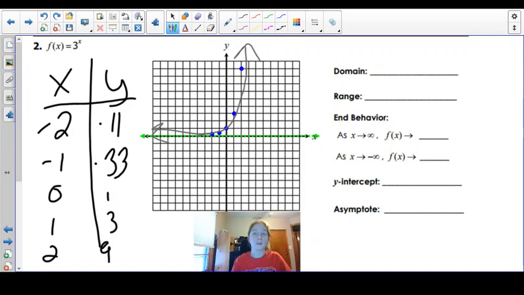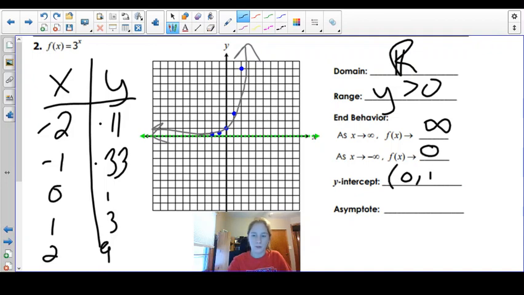And again, I'm trying to draw close to 0, but on a computer that's kind of hard to do. So again, my domain is all real numbers. My range, we're getting bigger than 0. If I look at my x's going on and on forever without ending on positive, we go to positive infinity. If I look in the negative fashion, we see we're going towards 0. My intercept is at 0, 1. And again, my asymptote is at y is equal to 0.